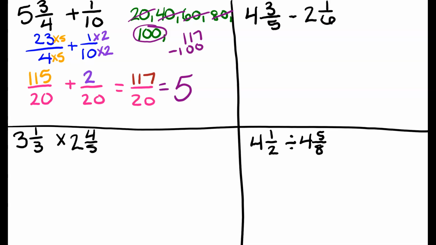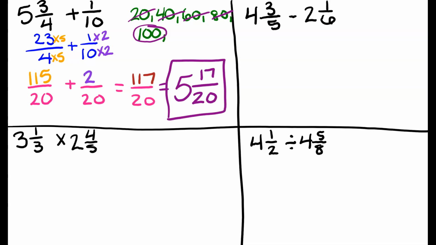117 minus 100 gets me 17 over 20. And I look and see, can I reduce this any more than I already have? The answer is no, they did not give me a unit. So I box in 5 and 17/20, and I can move on to the next problem.